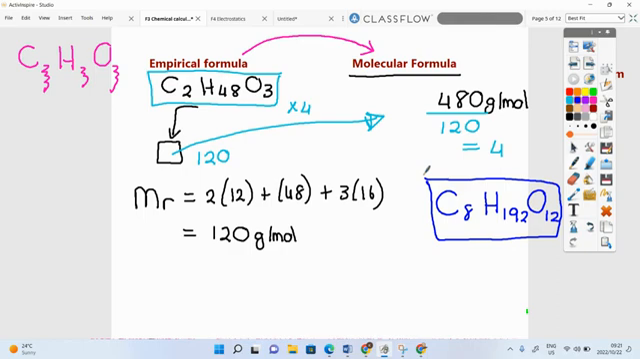Everyone still with me? Guys, you need to stop me now if there's anything you don't understand. Yes. The question will tell you that. So the question will say to you, the molecular mass is this. What is the molecular formula? So they will tell you the 480.